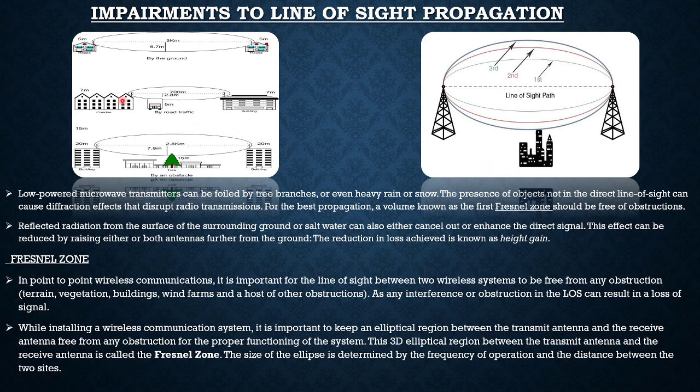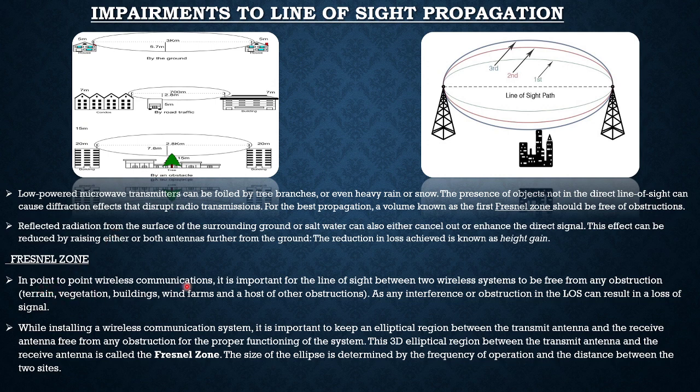You can see here is a transmission antenna, here is a receiver antenna. The line of sight is blocked by road traffic, trees, etc. It can be corrected by two major steps. We can increase the height of the antenna, or we can clear all the obstacles that are coming in the fresnel zone. What is the fresnel zone?